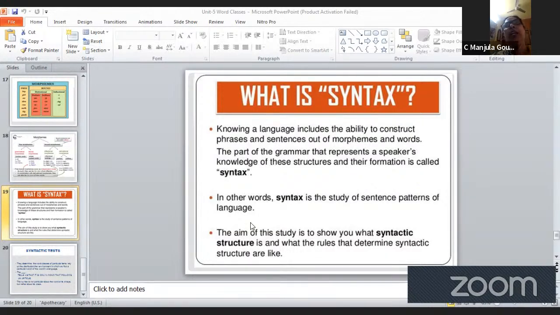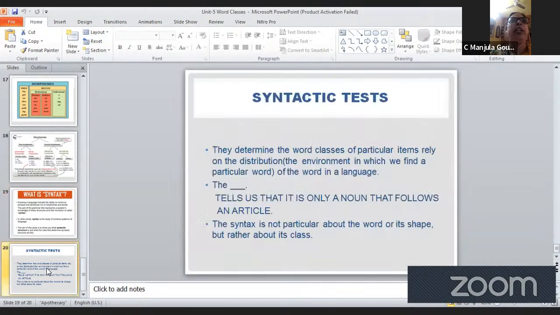Didn't we learn the sentence pattern now, students? Yes? Till now, we have been reading the sentence pattern only. That is where the noun is placed, where the adjective is placed, how they are placed. That is what we have been learning. The aim of this study is to show what syntactic structure is and what the rules that determine those syntactic structures are like. So we went very fast through the last topic in the unit. This is all about how the words can be used and how the structure can be done.